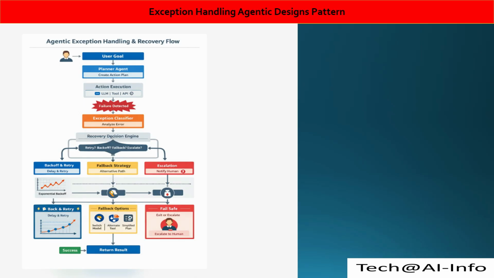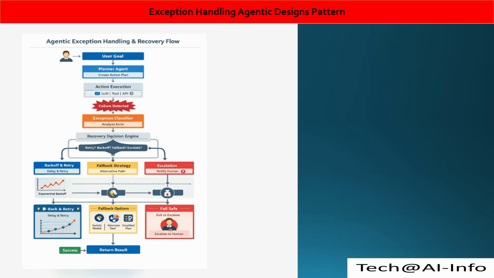Next is the recovery decision engine. It is policy driven. This is a decision table, not hard-coded retries. Next is backoff-controlled retry safety. If a retry is allowed, why is backoff mandatory? It prevents API bans, avoids retry storms, and reduces cost spikes. So cost control equals backoff plus retry budgets.